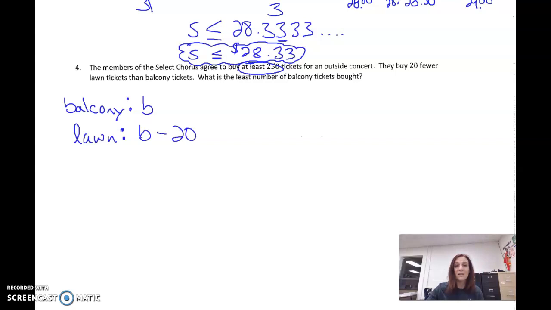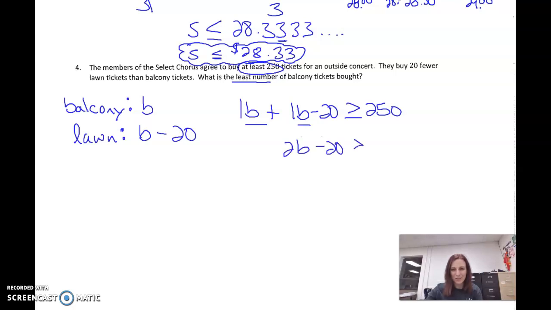They want to know the least number of tickets. So the number of balcony tickets plus the number of lawn tickets. Balcony, lawn. And they want to buy at least 250, right? So if that's the least, we can go above it. Can we be equal to it? Yeah, because that's the least we can do. Now, simplify and solve. 1b plus 1b is 2b, minus 20 is greater than or equal to 250.